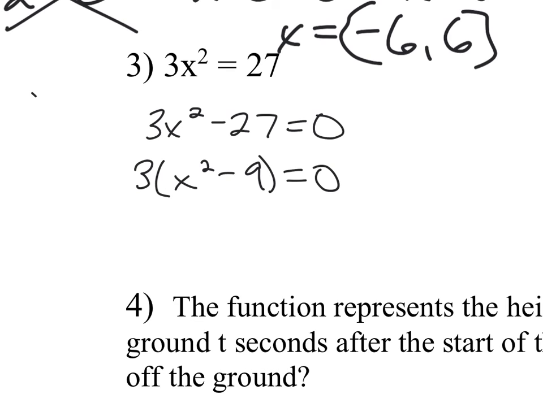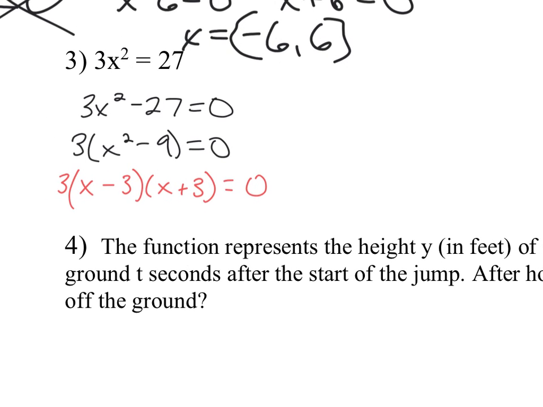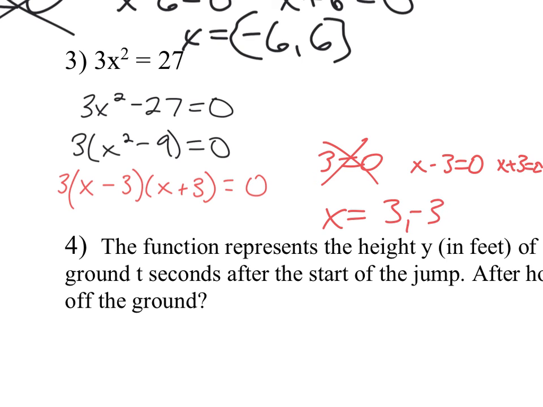Will it? Will it? 3 times x minus 3, x plus 3, right? Because the square root of 9 is 3. And then lastly, set each part equal to 0. So 3 equals 0, x minus 3 is 0, and x plus 3 is 0. This one's going to cancel, and my two answers are just going to be 3 and negative 3.